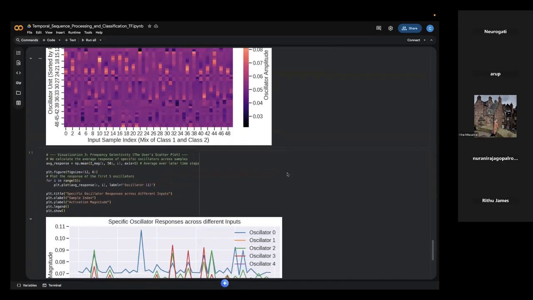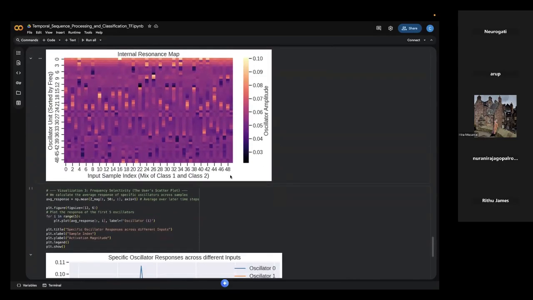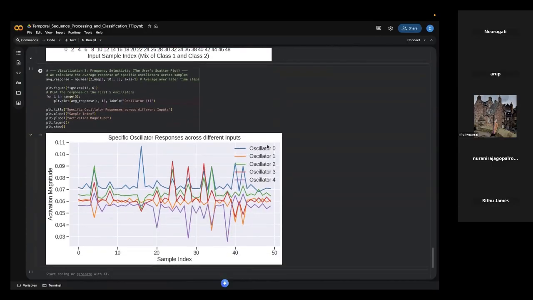Okay. The other 2 are summaries. As you can see, some oscillators show different kind of behavior. So just to see, we look at 5 oscillators, 0, 1, 2, 3, 4. And I gave it 50 inputs. So for most of these inputs, there is small activation here. The oscillator 0 has highest activation for input number maybe 15 or maybe 70. Just to show the fact that they have this frequency preference. Each oscillator has this frequency preference, and that is what is being used by the neural network to do the classification task.